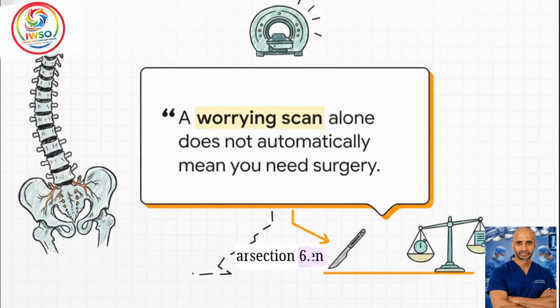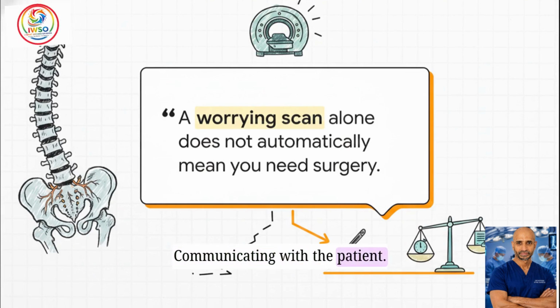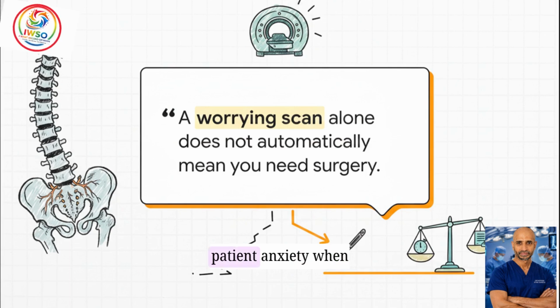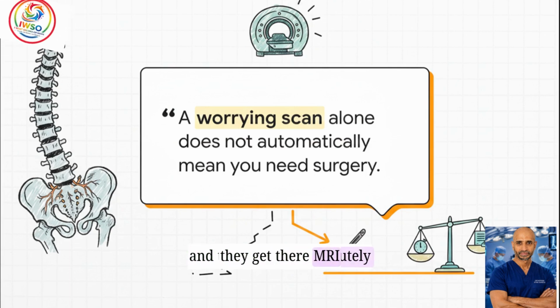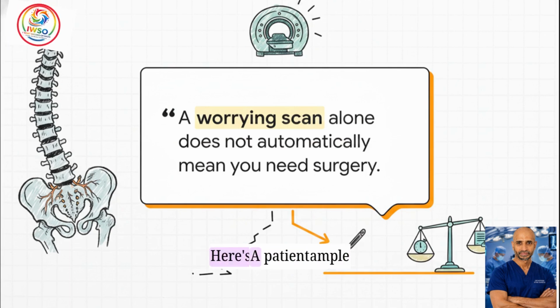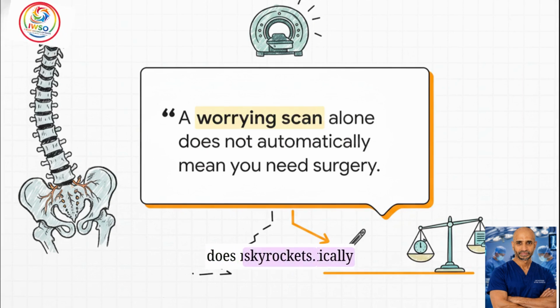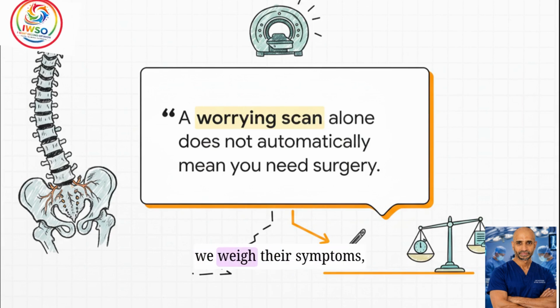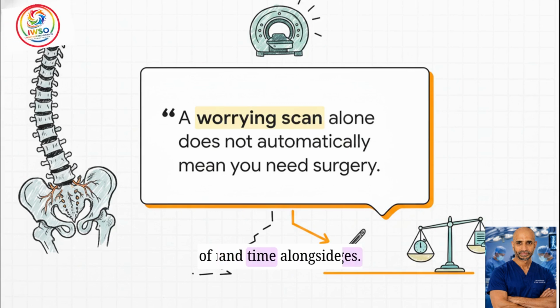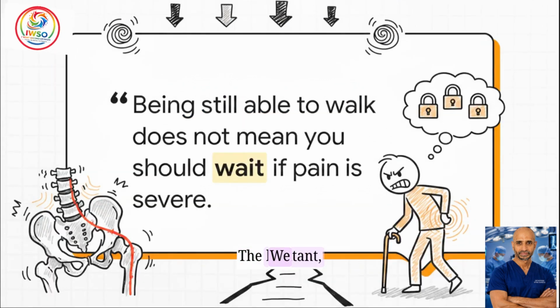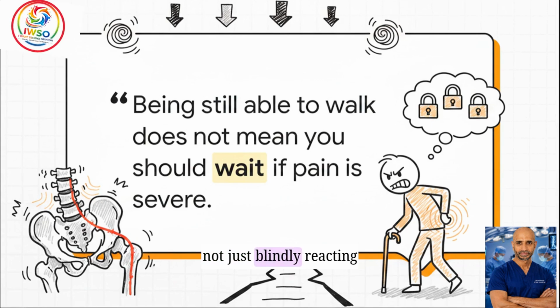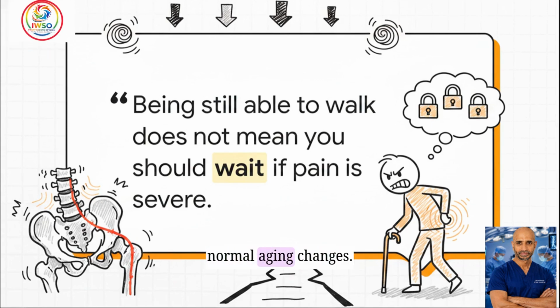And finally, section 6, communicating with the patient. Let's talk about managing the intense patient anxiety when they get their MRI results back. We have been there. A patient sees a disc prolapse on a report and their anxiety absolutely skyrockets. Here is a great sample phrase you can use: a worrying scan alone does not automatically mean you need surgery. Explain to them that we weigh their symptoms, their function, and time alongside the imaging. We are treating the patient, not just blindly reacting to a picture of normal aging changes.